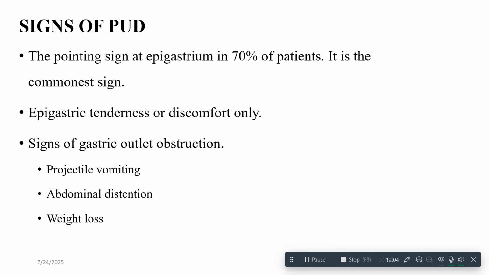What are the signs? The pointing sign at the epigastrium is seen in 70% of patients. This is the commonest sign. The patient will point and tell you that is where the pain is.